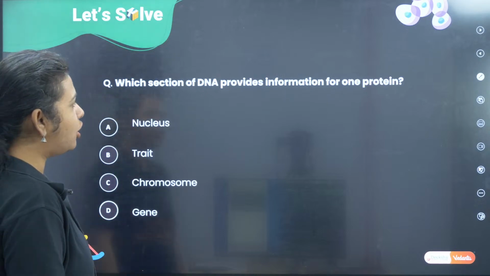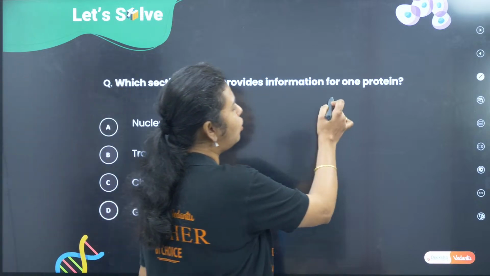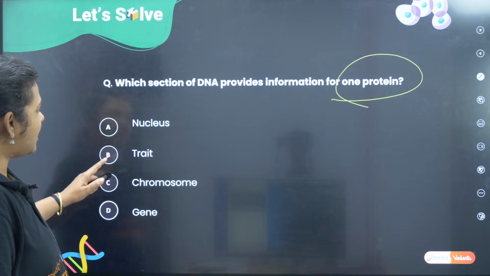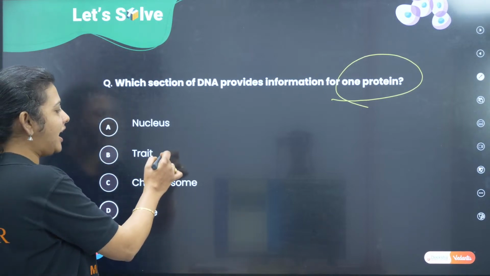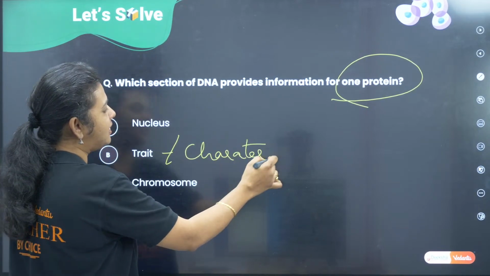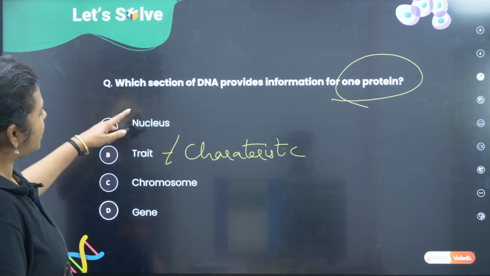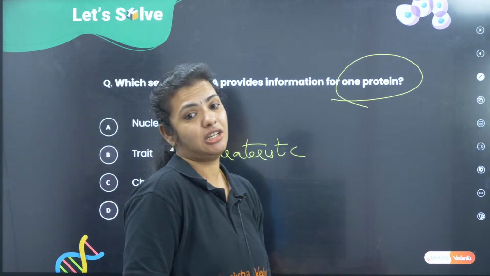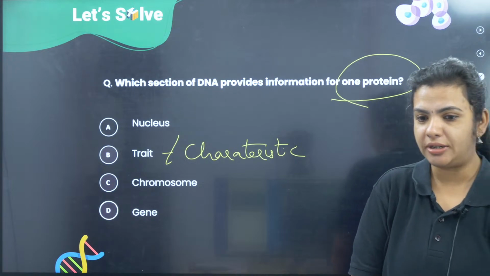All right, which section of DNA provides information for one protein? Nucleus, trait, chromosome, gene. So, what do I mean by trait? Trait means character. The characteristic which is present in a person is called a trait. So, is it the nucleus, the characteristic, the chromosome, or the gene? What is going to give information for protein?